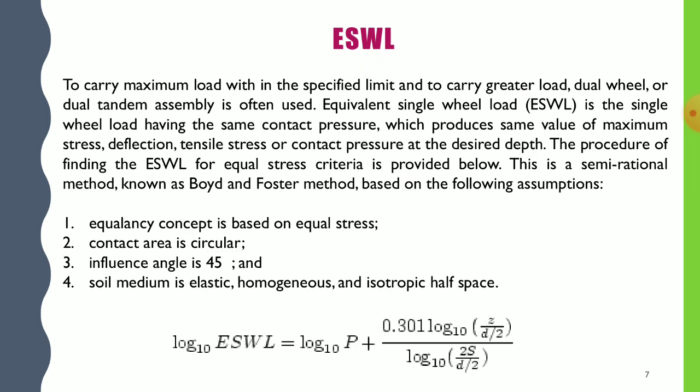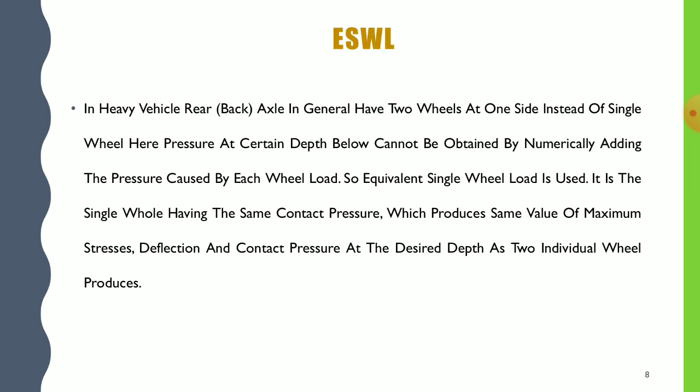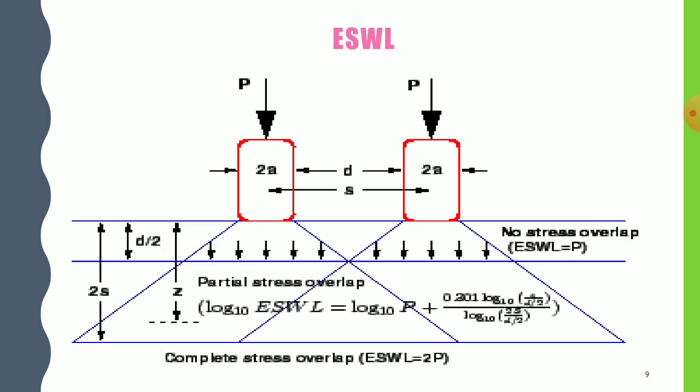So ESWL is given by the formula log base 10 ESWL equals log base 10 P plus 0.301 log (Z divided by D/2) divided by log (2S divided by D/2), where P stands for the wheel load, S is the center to center distance between the two wheel loads, D is the clear distance.